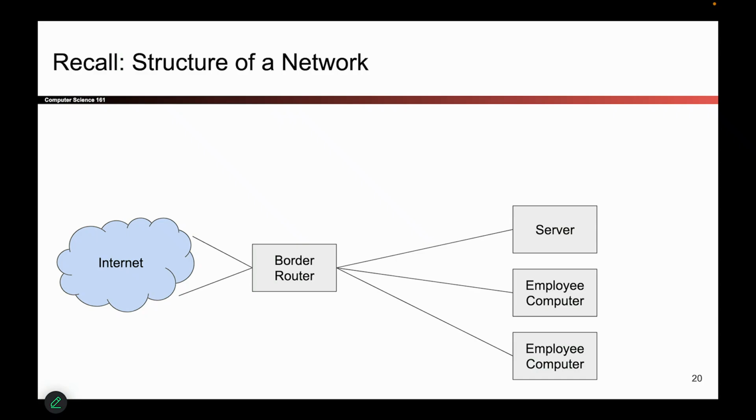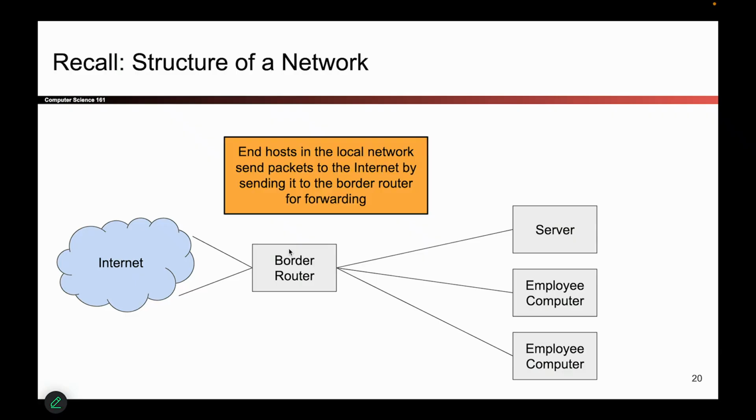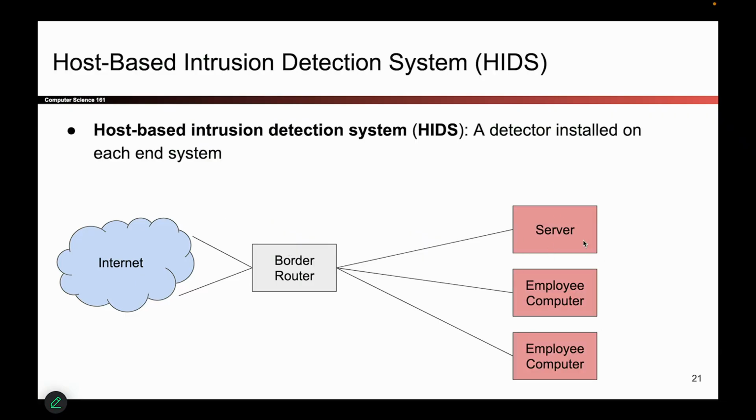OK. Earlier, we saw the NIDS, which was the Network Intrusion Detection System. Now we'll look at a second type of intrusion detection system. And here, the only difference is where we're putting the detection system. Earlier, we installed it here at the border router. But a different option would be to put it over here. Go to each of these computers and install the detection system on the computers themselves.